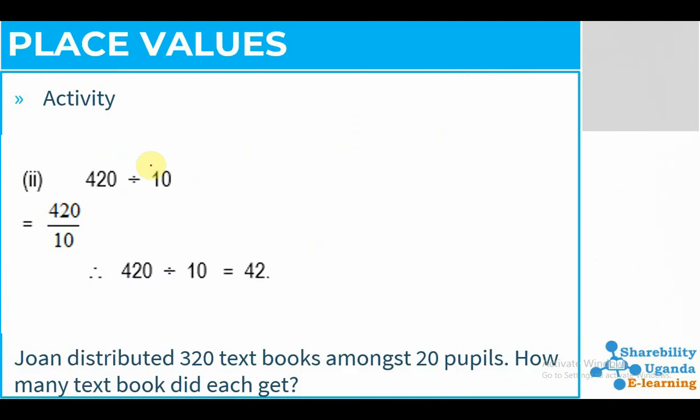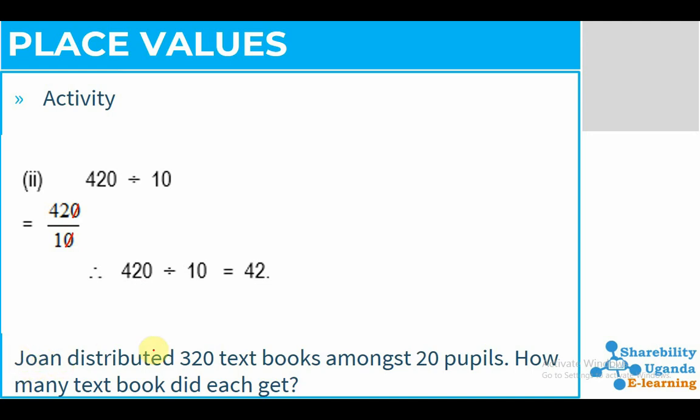We have an activity again saying 420 divided by 10. The same way, we cancel this 0 and this 1. Then you remain with 42 divided by 1, which is 42. So here they are able to come with this. Okay, let's see another question.